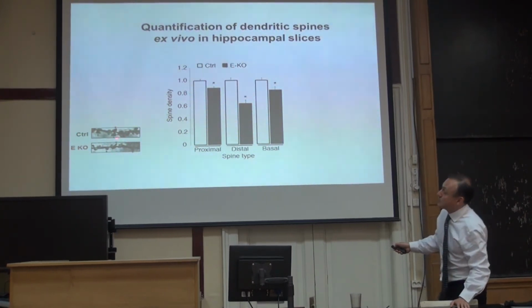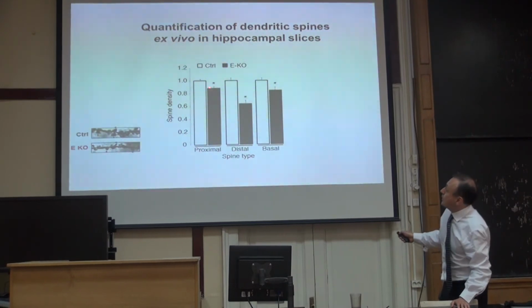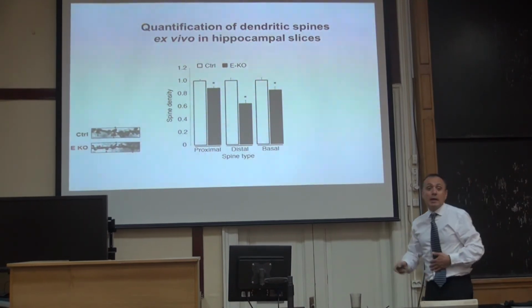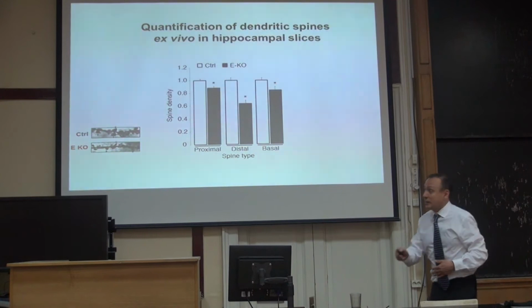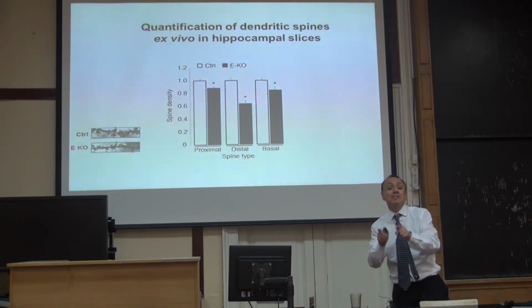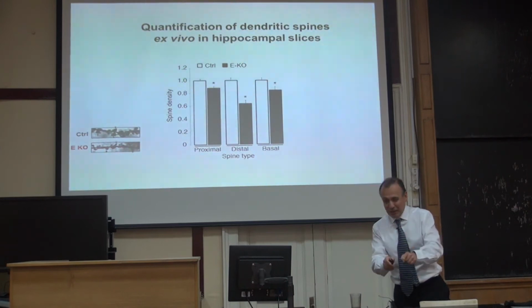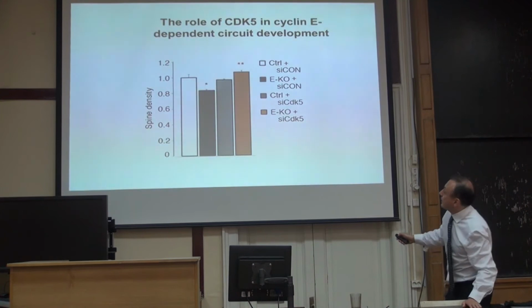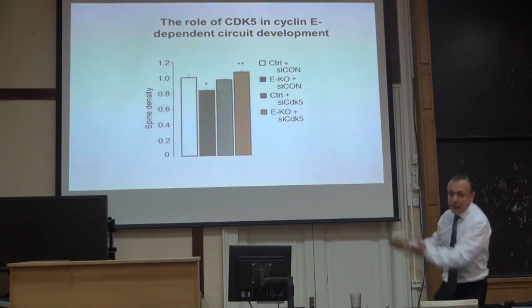So here we are looking at the number of dendritic spines in control and in knockout mice. These are three different areas of hippocampus: control, knockout, control, knockout. So this is lower. And now we're going to knock out cyclin E, as here, but at the same time electroporate the same neuron with siRNA against CDK5. So we're going to bring down CDK5 and see whether we can rescue this phenotype. And sure enough we can. This is control. We knock out cyclin E, and now we knock out cyclin E and knock down CDK5, and now we can bring it back.